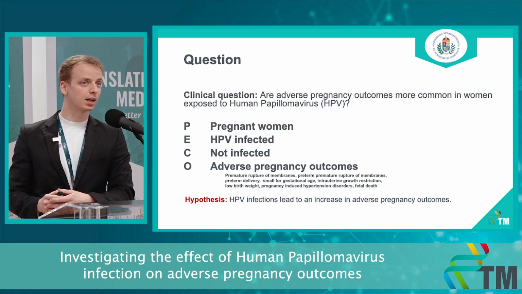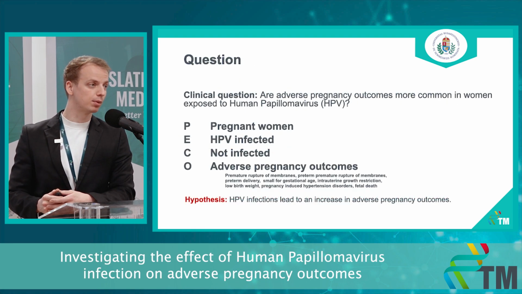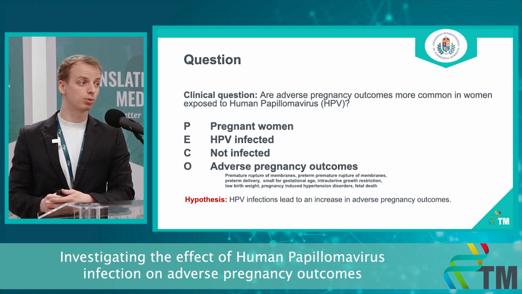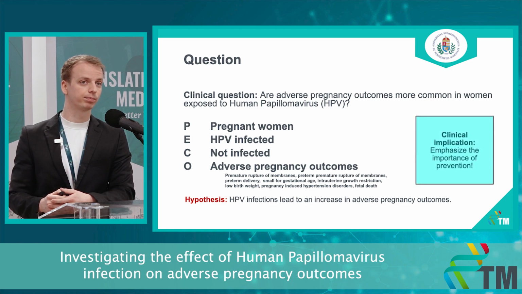So our question was that, are adverse pregnancy outcomes more common with women who are exposed to HPV? Our population was, of course, the pregnant women, and we have compared the infected with the not infected. And the outcomes were the adverse pregnancy outcomes, such as premature rupture of membranes, preterm premature rupture of membranes, preterm delivery, and so on. Our hypothesis was that HPV infection leads to an increase in these APOs. So it would be important to emphasize the importance of prevention.